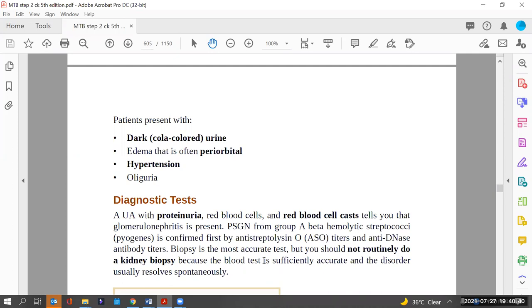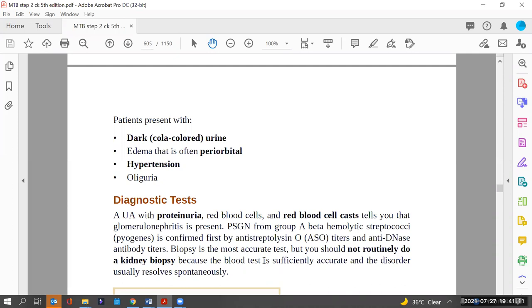Normally, the glomerular basement membrane will not allow RBCs or protein to filter from the glomerulus into the urine, because it's a normal glomerular membrane. But once the basement membrane is affected, there is damage and big holes and pores will be formed inside it. And these RBCs and proteins, which normally won't be able to pass through the glomerular membrane, can now easily pass through because of the damage and come into the urine.